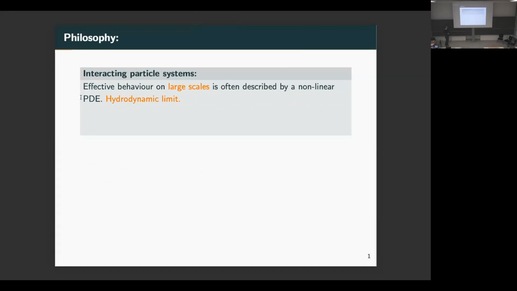Okay, so I start with a philosophy slide. If we're interested in understanding the large-scale behavior of some microscopic models, interacting particle systems, then in many situations they're described by a nonlinear SPDE. This is the so-called hydrodynamic limit. Again, this is a classical topic that many people have worked on. As an example that people may be familiar with, I've looked it up in the classical book by Kipnis and Landim: if you look at the zero range process, which is an interacting particle system, at the right scale, then the effective behavior is described by the porous medium equation.